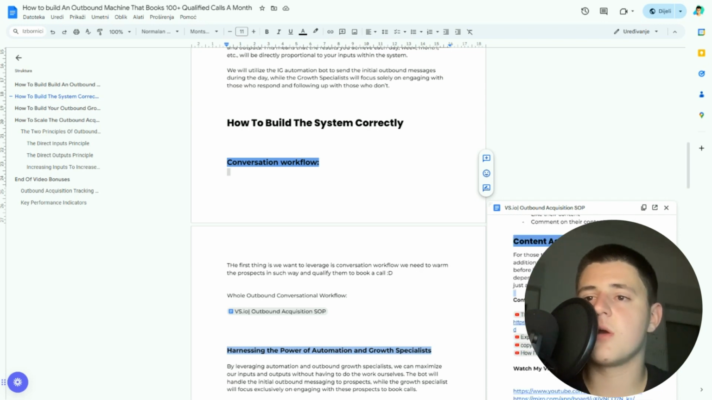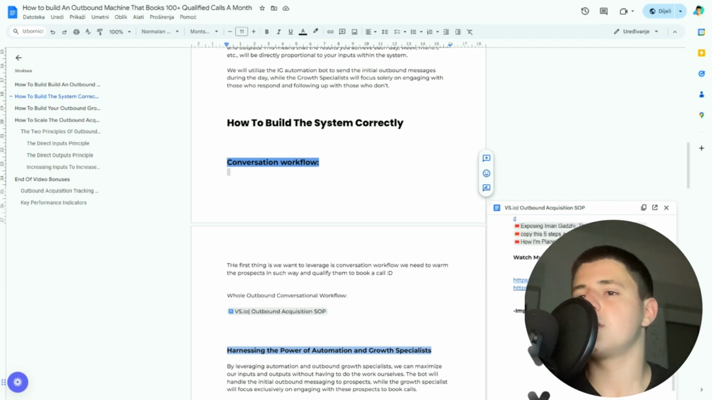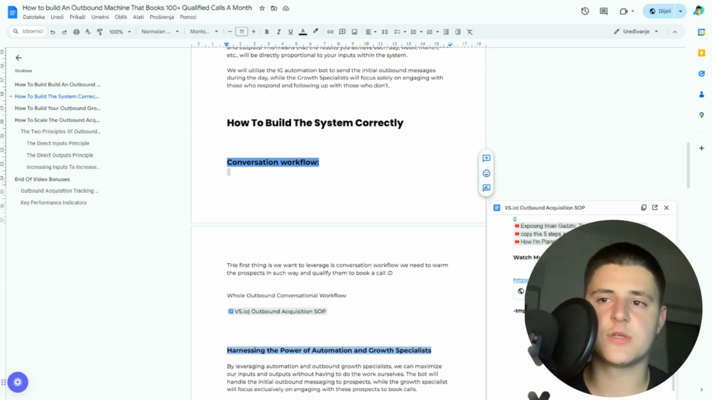These are content assets to build the trust, and this is the whole conversational workflow. This is on this Miro board, which I'm not going to open. I will just give you all these assets. You can join the Discord server and message me there, and I will send you all of this.